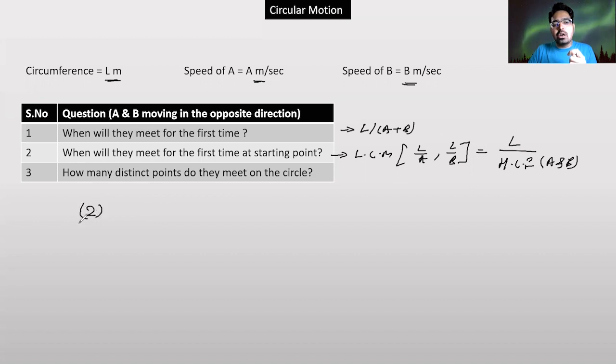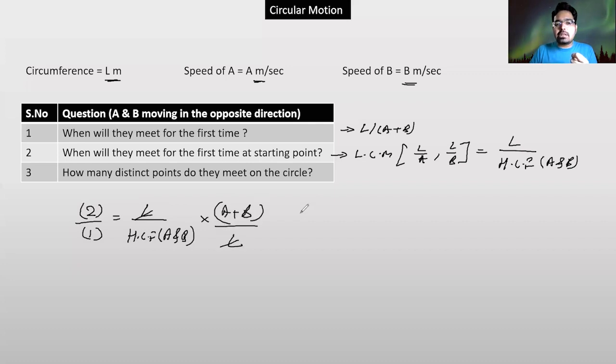Once again, the answer of question number 2 will be divided by the answer of question number 1 to get down to the answer for question number 3, right? What is the answer for question number 2? That is L divided by HCF of A and B, divided by the first answer. That will make A plus B come in the numerator and L will come in the denominator. So what will we be left with? We will say A plus B divided by HCF of A and B. Now, once again, HCF of A and B will be contained in A also, and in B also, so that will get cancelled out.